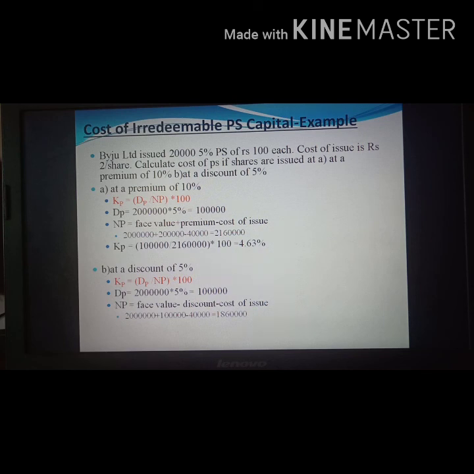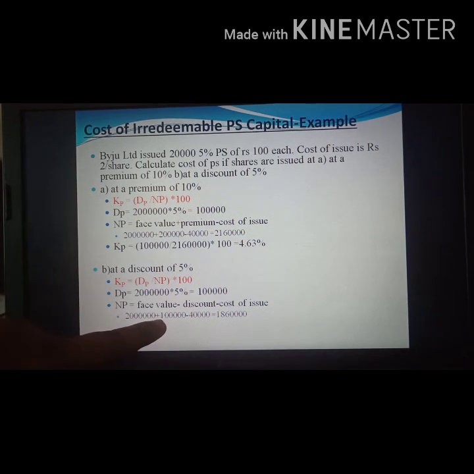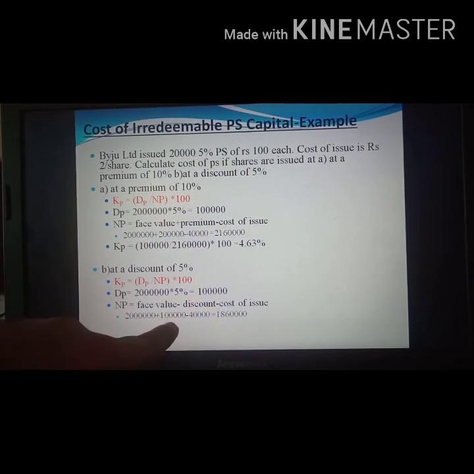So face value minus discount minus cost of issue. The face value is 20 lakhs, and there is a slight mistake here, it is not a plus symbol, it is minus. 20 lakhs minus the discount at 5%, so 5% of 20 lakh is 1 lakh. So 20 lakh minus 1 lakh minus 40,000, the cost of issue of shares, is equal to 18 lakh 60,000.